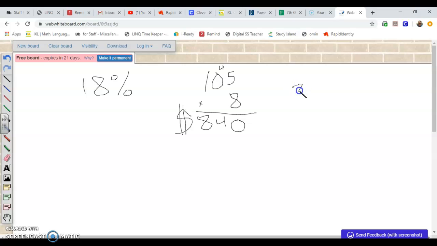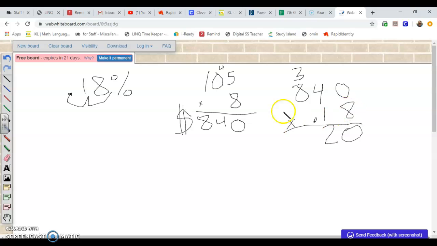So let's do 840 times 18%, but I can't do that. I can't multiply times a percent, but I can multiply times a decimal. And there we go. We'll work this out now. So we do 8 times 0 is 0. 8 times 4 is 32.